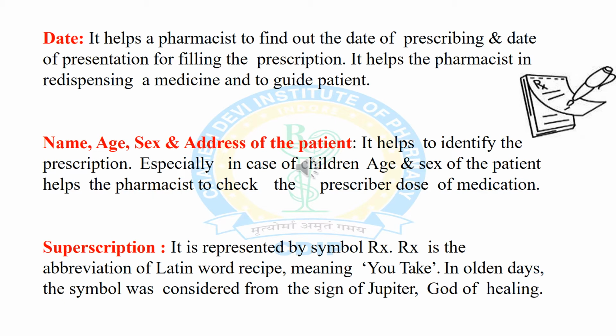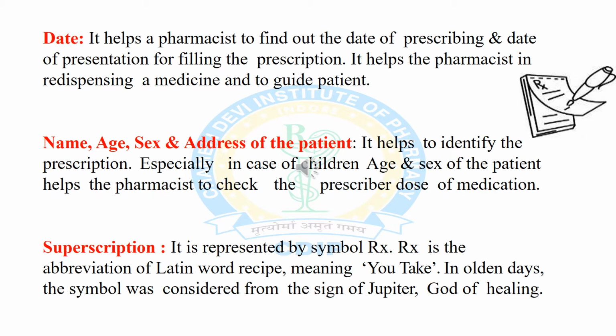So the first one is date. It helps a pharmacist to find out the date of prescribing and the date of presentation for filling the prescription. Date helps the pharmacist in redispensing a medicine and to guide the patient. The prescription of narcotic or habit forming drugs must bear the date so as to avoid misuse of the prescription. Date also helps to maintain the record and history of the patient.